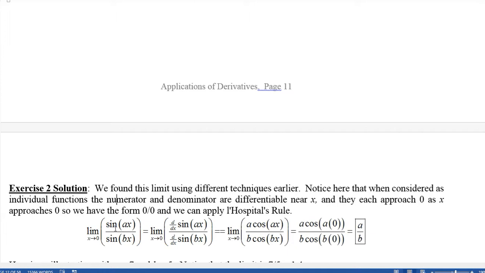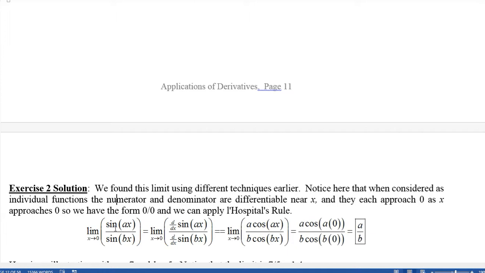So when you consider the numerator and denominator as individual functions, they are certainly differentiable functions, actually everywhere. And if you take the limit as x goes to 0, they're not only differentiable functions, that makes them continuous. So you just plug in x is 0, and a times 0 or b times 0, either way is 0, and so you get sine of 0 is 0, and so you get 0 over 0. So that's the form we have. And that is exactly when you can apply L'Hopital's rule.